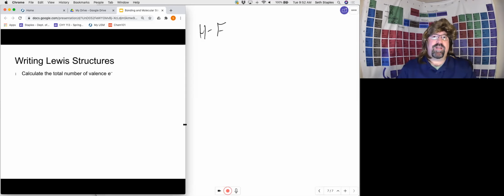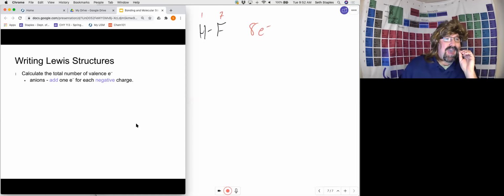And so our total number of valence electrons, we use our periodic table. Hydrogen has 1 valence electron, fluorine has 7. So we know we have 8 electrons total that we need to deal with. So there's our first step. Anytime you have an anion, if you're doing some polyatomic ions, you add 1 electron for each negative charge.